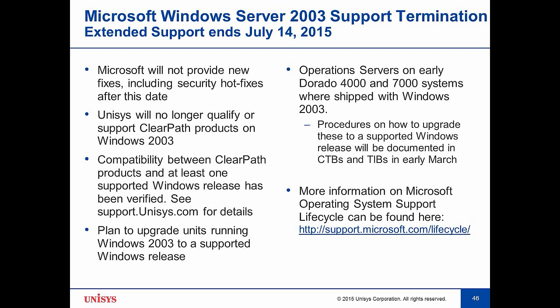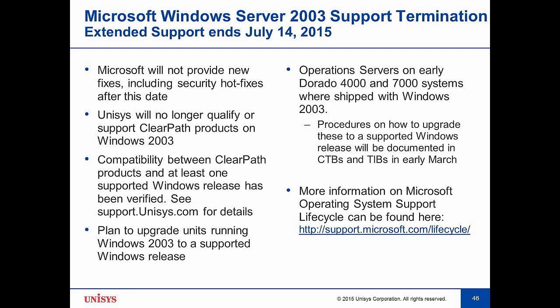On the right margin here, in the right column, the one area that may affect, most pertinent to some of you, is some of our older systems. That should say Dorado 700. Pardon my typo there. The operations servers on 4000s and 700 systems, some of them were shipped with Windows 2003. So those operations servers do need to upgrade to Windows 2008 or later.